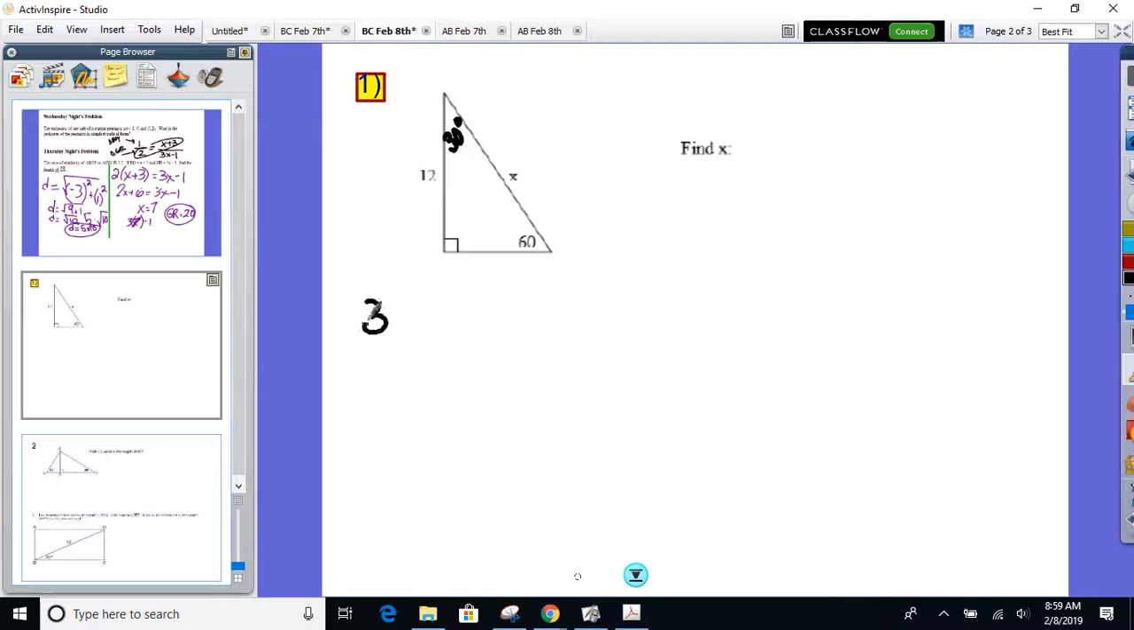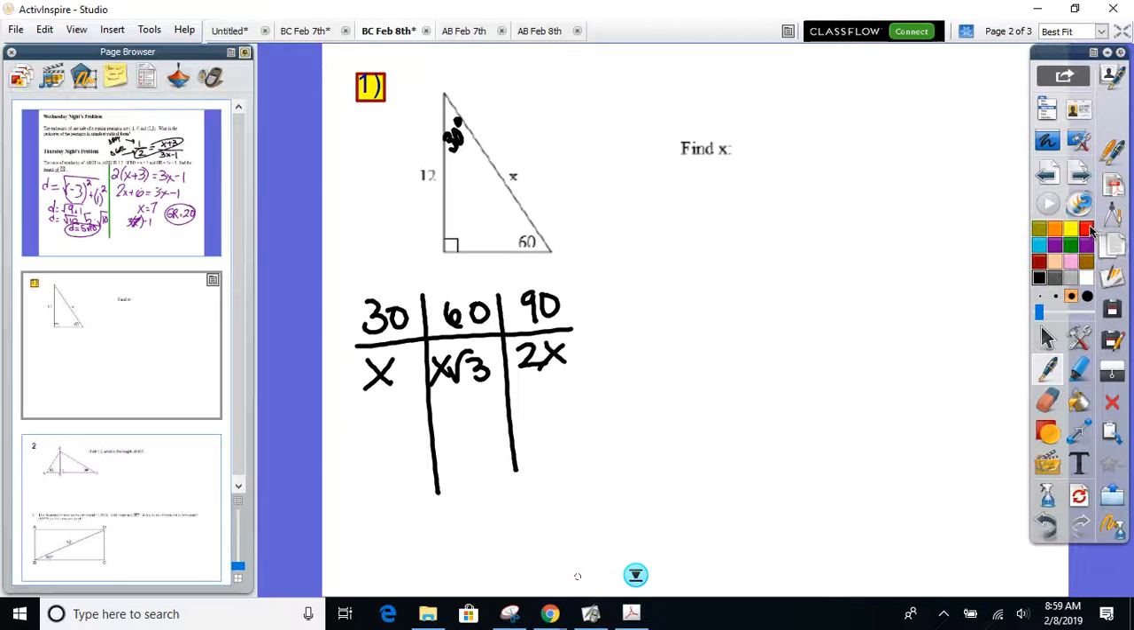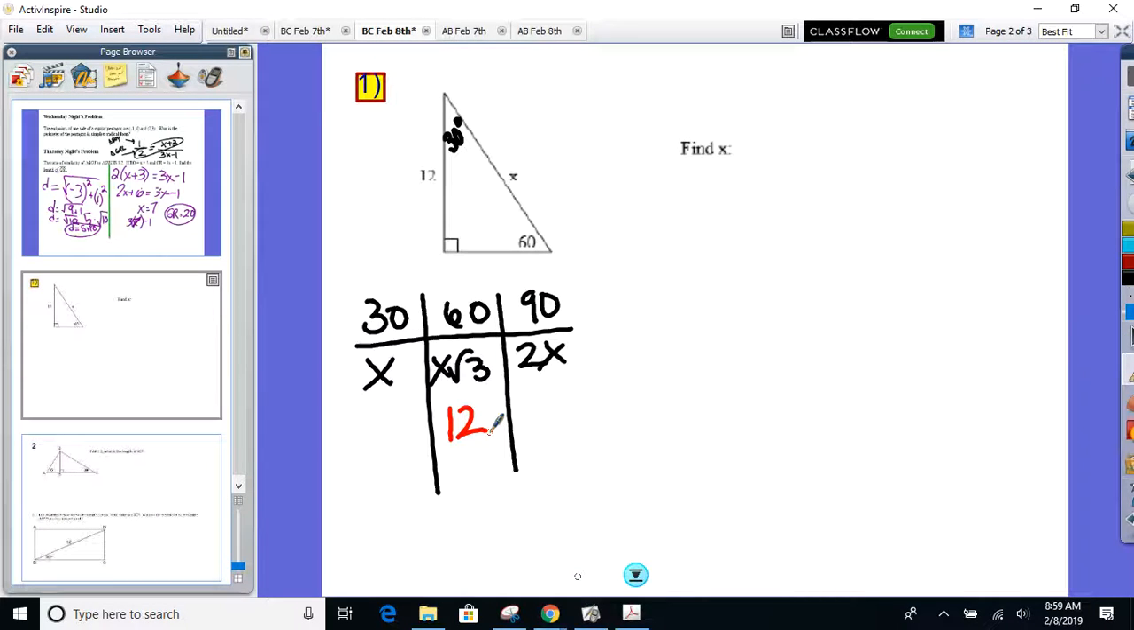All right, so 30, 60, 90. If you don't like the chart, you don't have to use it, by the way. That's up to you. I like just organizing everything. X, what do I do with that side to get to the side across from 60? X radical 3. And I got to do what with it to get to the 90? 2x. And I gave you what? The side across from 60. Ugh, awful. 12. And I need to find the side across from 90.